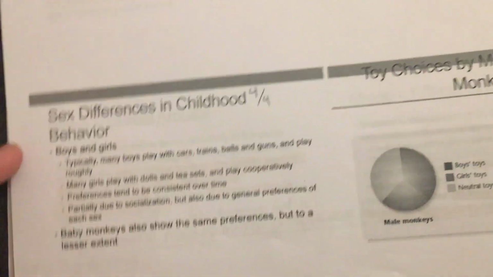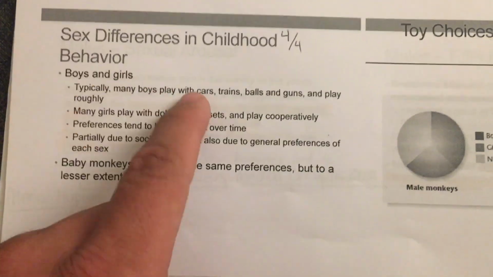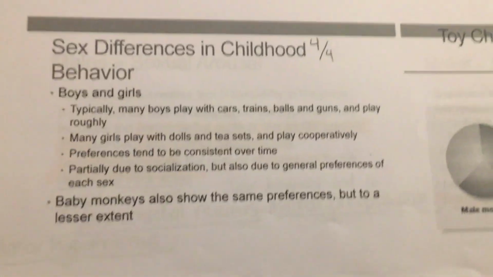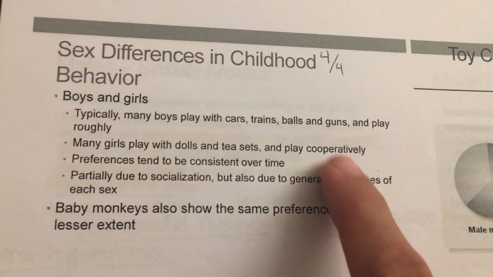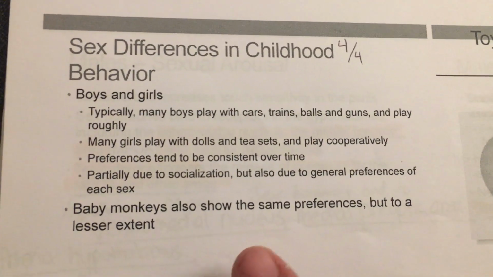There are sex differences in childhood. This is something to really look at. Boys and girls. Typically, many boys play with cars, trains, balls, and guns and play roughly. So the boys are attracted to objects. And girls are more interested in dolls, tea sets, and play cooperatively.